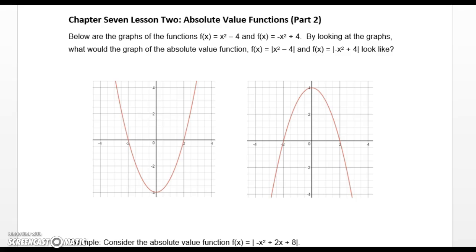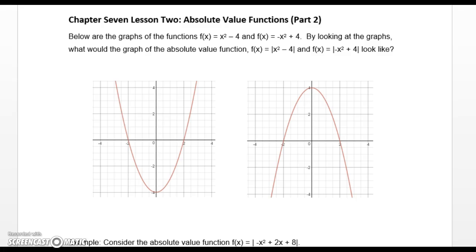In this video, we're going to look at lesson 2 from chapter 7, which is talking about absolute value functions. And in particular with this video, we're going to look at graphing the absolute value functions for a quadratic function. So below here we have two functions. We have f of x is equal to x squared minus 4 and f of x is equal to negative x squared plus 4. So just by looking at the graphs, can we tell what the graph of an absolute value function would look like?